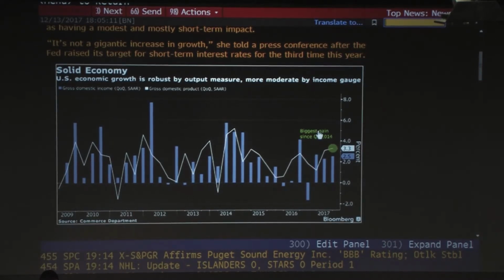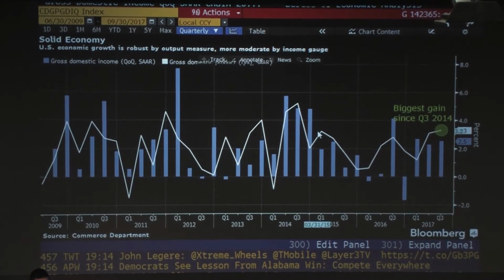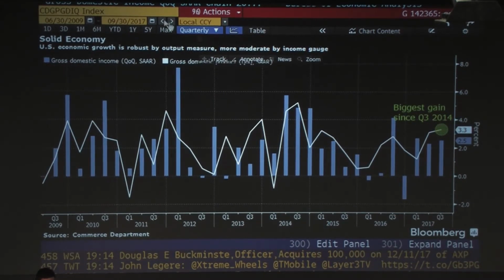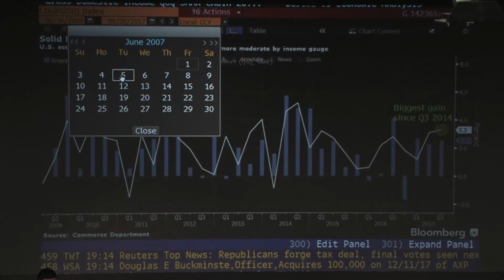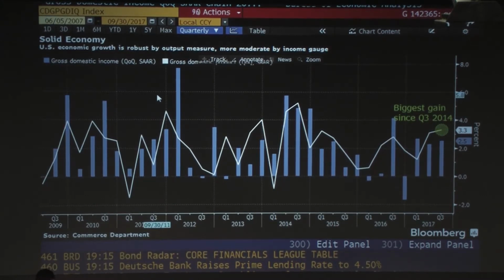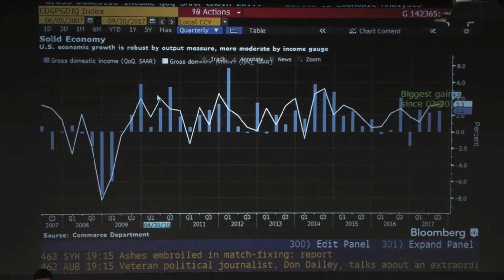Sometimes in Bloomberg you can actually click on the charts, and you can go to the chart they're referencing and play around with it. You can change the period it's looking at, so you can go back to like June 2007 and see what's going on. So it's just a little thing you can do with Bloomberg.